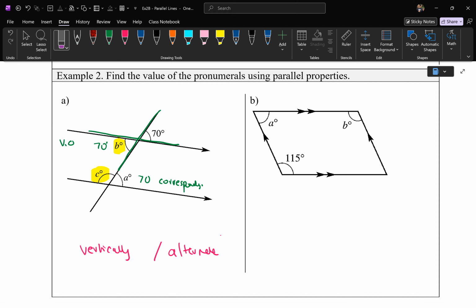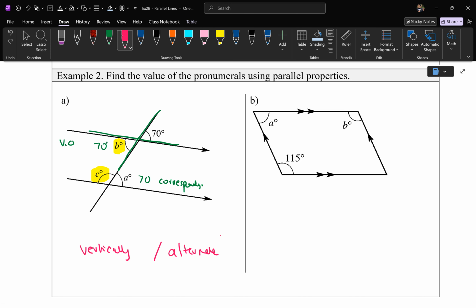Vertically opposite. No, vertically opposite means angles have to be on a different side. See how they're both on the same side? Yeah. So if they're on the same side, it can only be co-interior or corresponding. So it's one of those two. Let's go with Ava. It's co-interior because we can see that they're both on the same side and they're both inside the parallel lines. They're co-interior.